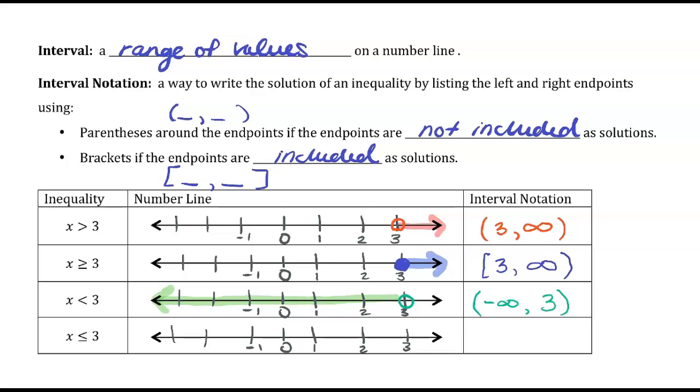Last one here is that x is less than or equal to 3. Again, our endpoint is 3, and we do want values to the left of 3. But this time, the 3 is included because of the less than or equal to symbol that's used, so we will fill in the endpoint. In interval notation, we again have a right endpoint of 3, but it's included, so we use brackets. To the left, we go on to negative infinity, and we use parentheses.